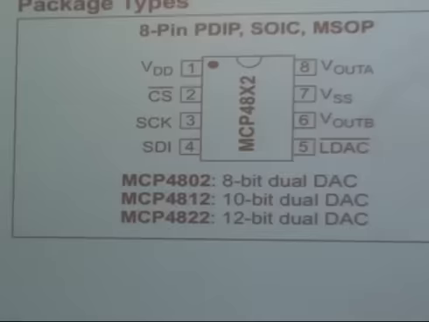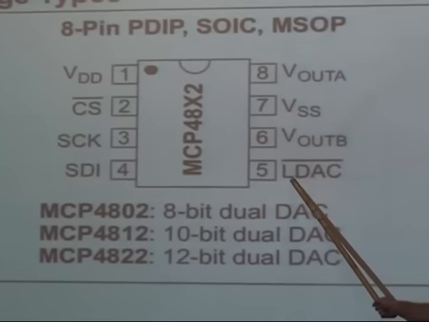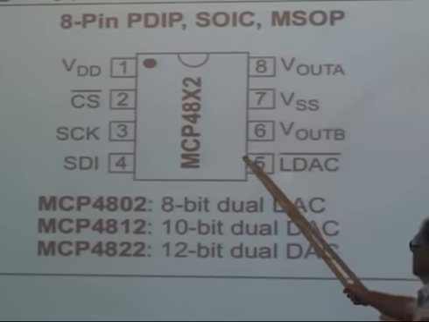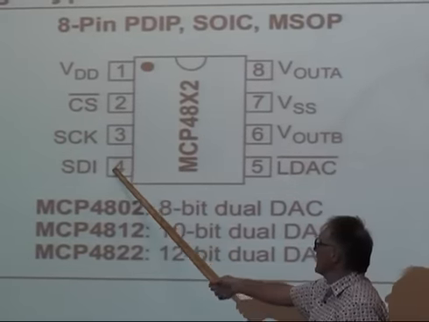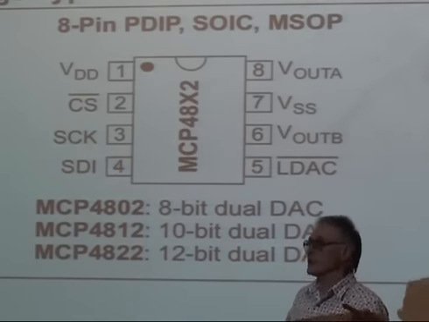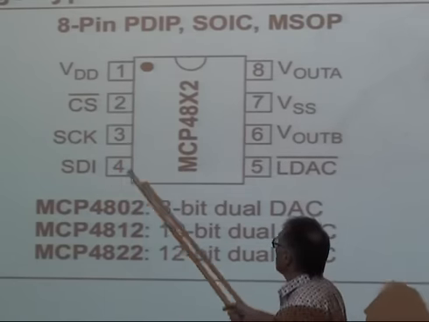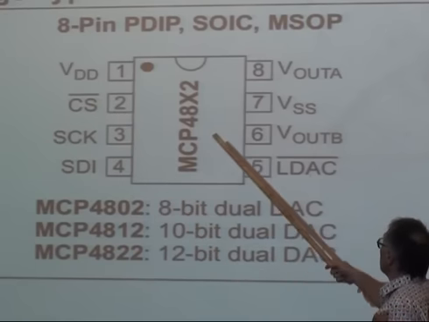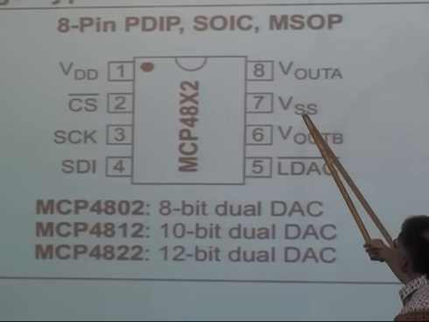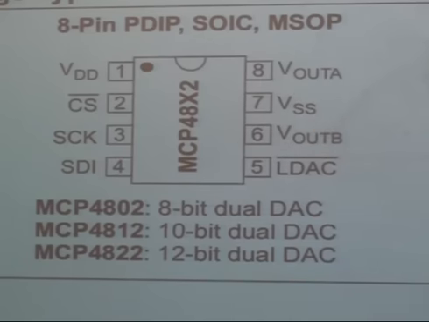More importantly, the pinout: LDAC, you're just going to lock low. There's the chip select line, the SCK clock, the serial data in, which you might guess gets connected to serial data out from the PIC32. VDD, ground, and then the two analog outputs. What could be simpler?